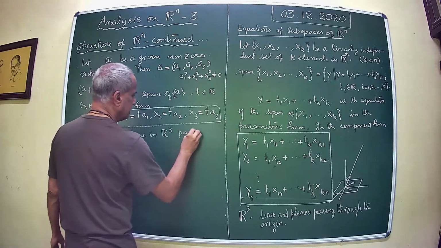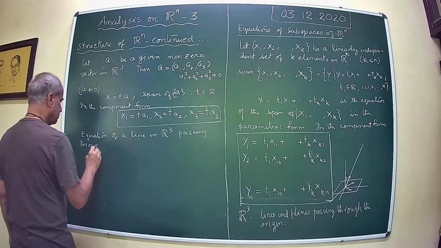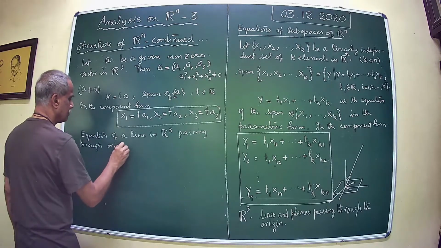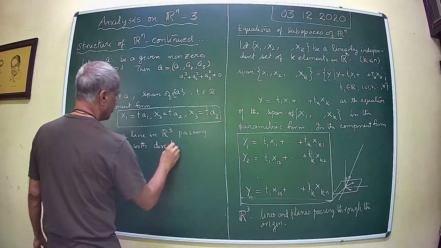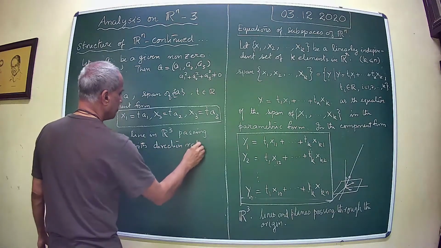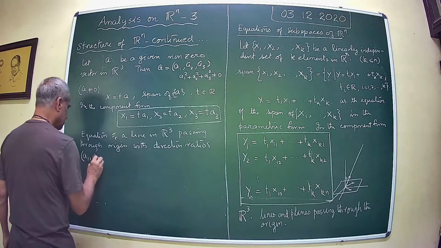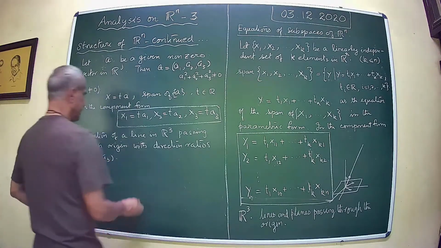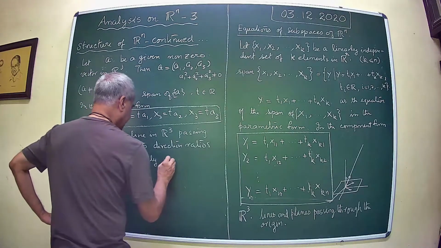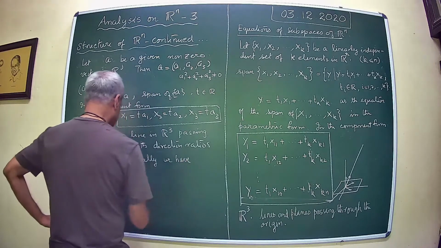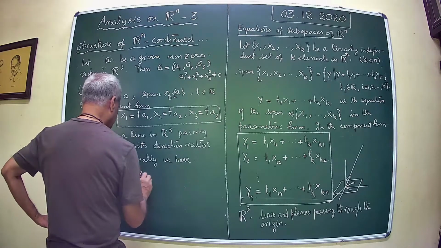A line in R3 passing through the origin with direction ratios, formally we have x1 by A1 equal to x2 by A2 equal to x3 by A3.